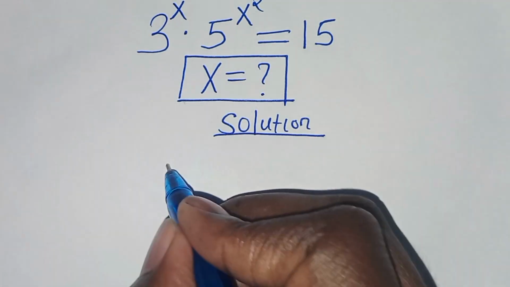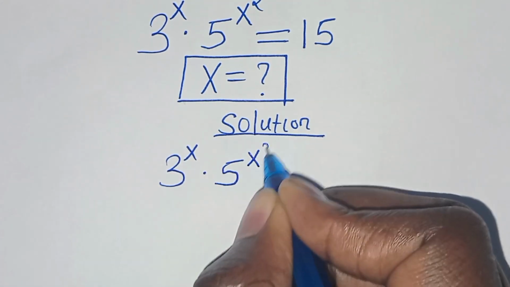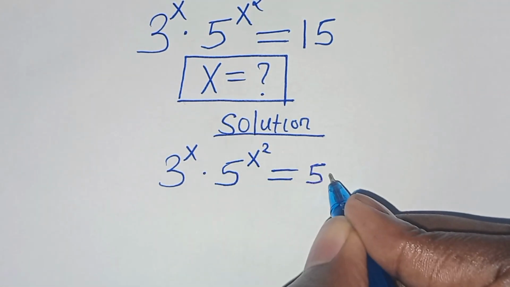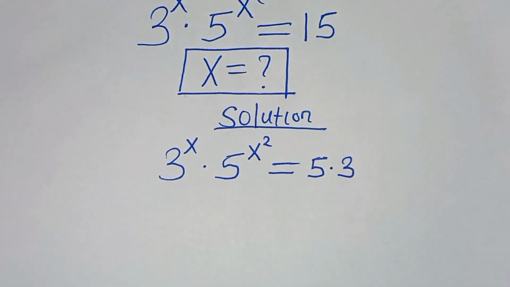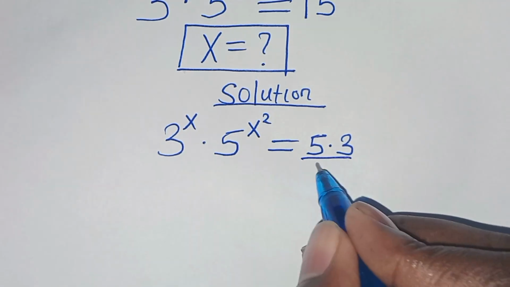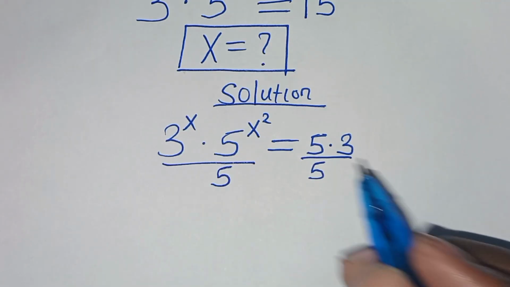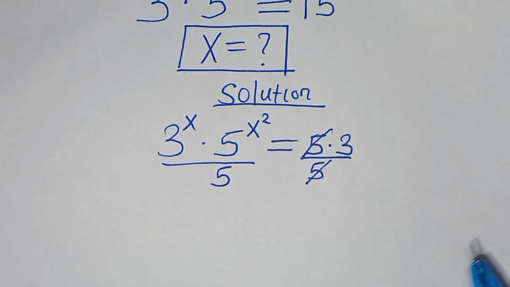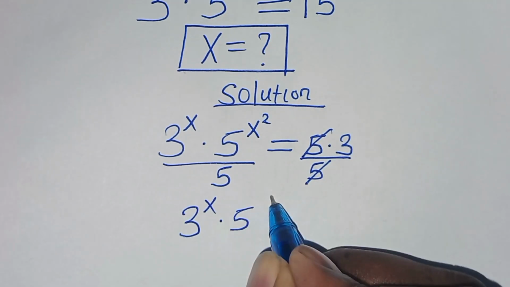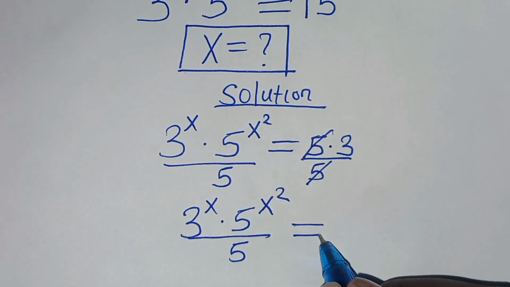So we have 3 to the power of x times 5 to the power of x squared, equal to 15. We can express 15 as 5 times 3. The first thing to do is divide both sides by 5, so that the 5 here and the 5 simplify. Therefore we have 3 to the power x times 5 to the power of x squared divided by 5, equal to 3.